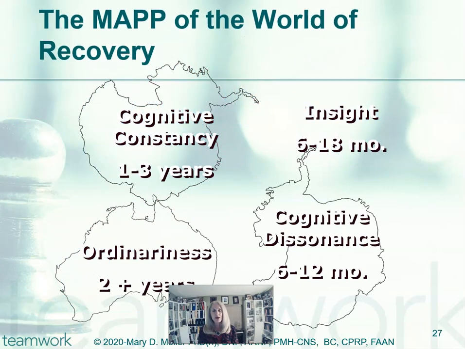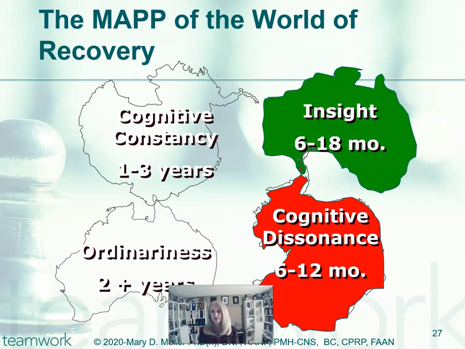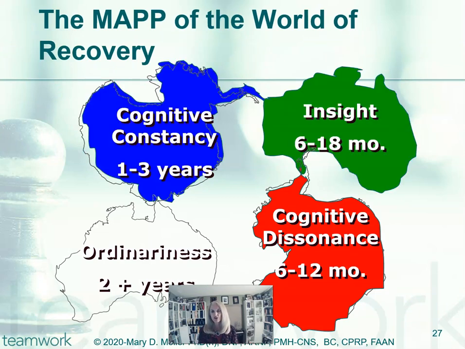So let's look at the map of the world of recovery here. So we've got cognitive dissonance, 6 to 12 months. Insight, 6 to 18 months. Cognitive constancy, 1 to 3 years. And ordinariness, 2+. So if we look at this, and all systems are go, you can be through that first phase on the couch in 6 months. You can get through the mall, or the bus depot in 6 months. So that's a year. That's pretty fast. And get to the mall in a year.